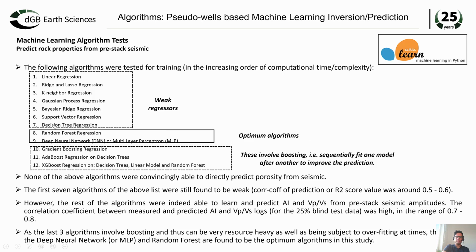We consider the 2 algorithms, random forest and deep neural network or multi-layer Perceptron, as the optimal algorithms here, because the last 3 algorithms, albeit performing similarly, are very resource heavy and subject to overfitting at times, because they involve boosting, which is to sequentially fit a so-called base model one after another to improve the prediction.